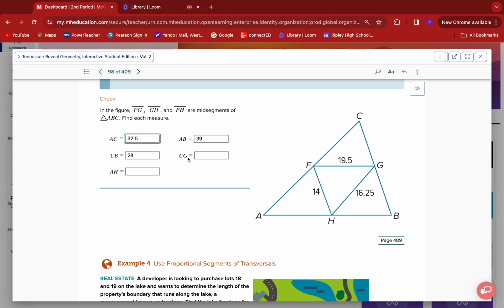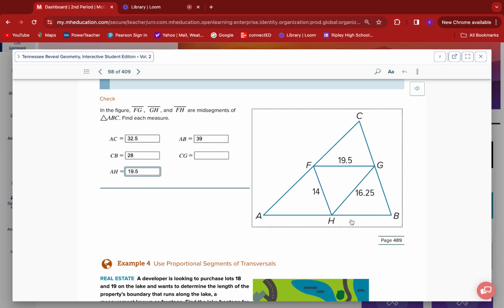All right, what else do they want? They want AH. Oh, guys, this is easy. If FG is 19.5 and I doubled it to get AB, and AB is 39, all you got to do is half that again to get AH and BH. What I'm saying is this. If F to H is 19.5, so is AH, so is BH. All three are 19.5. That means AH is 19.5.